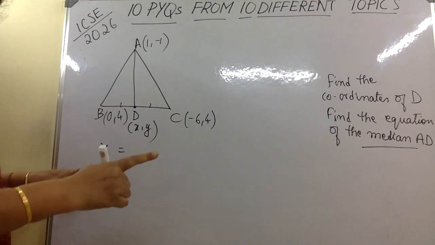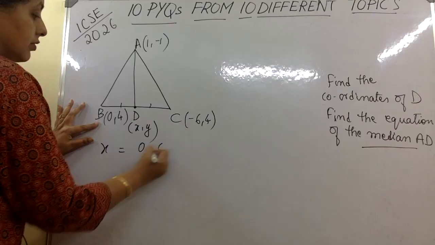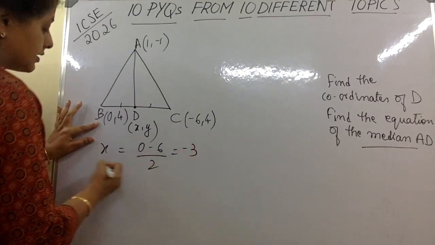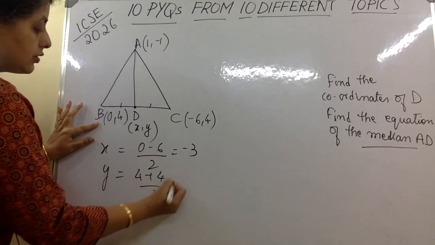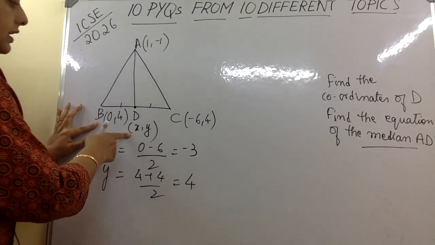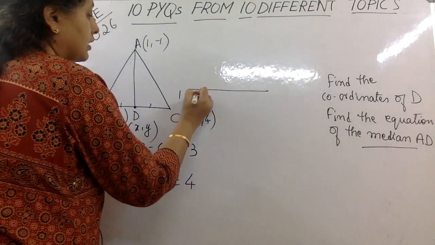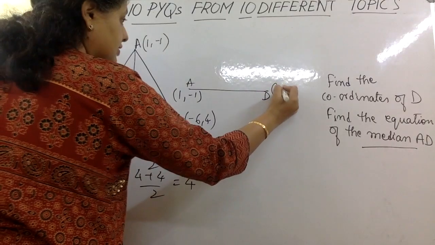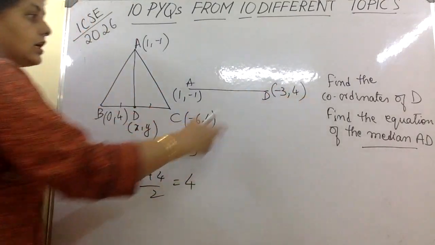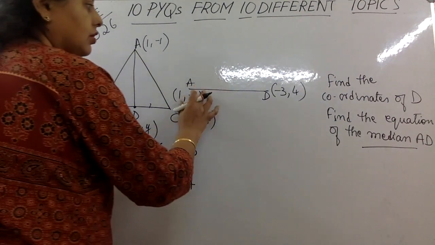Using the midpoint formula of coordinate geometry, x is equal to 0 minus 6 by 2, which is minus 3, and y is equal to 4 plus 4 by 2, which is 4. Now the other point is A, 1 comma minus 1, and D becomes minus 3 comma 4. These are the coordinates, so the first part is solved. Now we have to find the equation of AD.